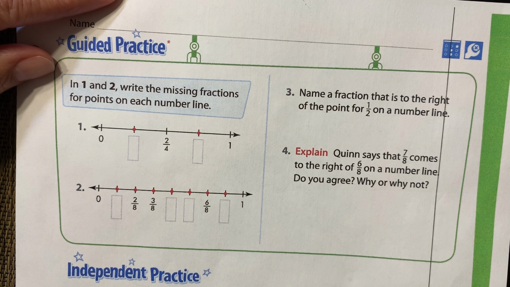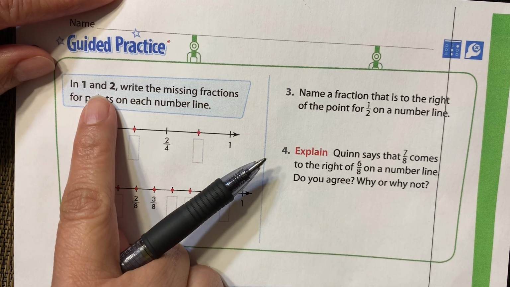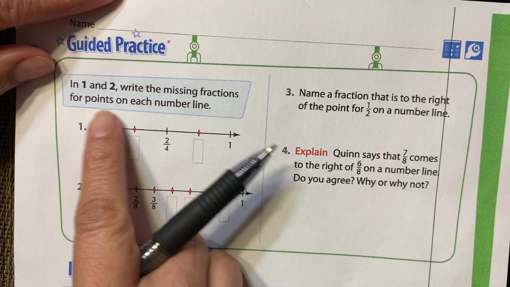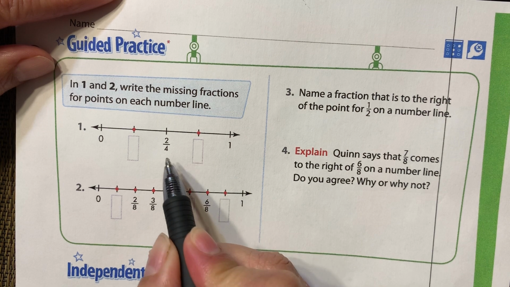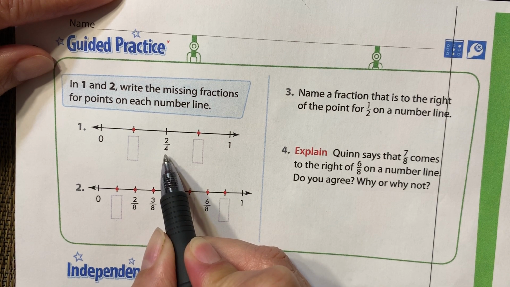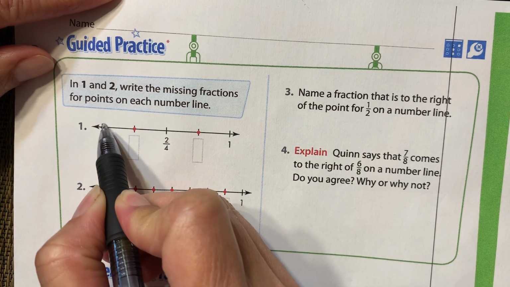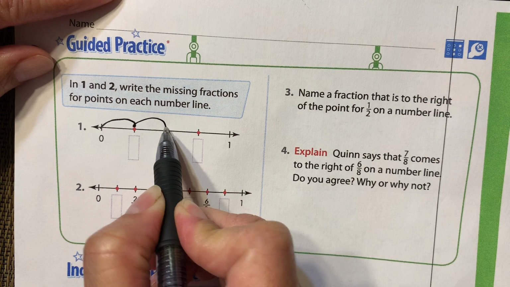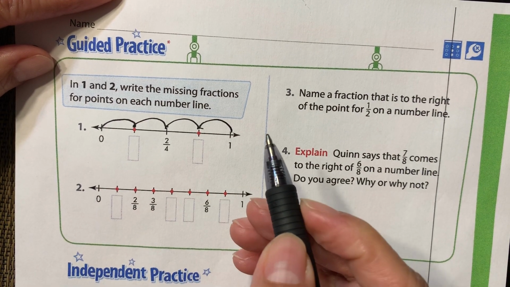And on this one, they've already cut the number line for you, so it's a little bit easier. What you have to remember is that you need to write in the number line in the boxes. And the directions read, in number 1 and number 2, write the missing fractions for the points on each number line. So that's what we're going to do. Now we got lucky in a way because this one already says that this number line is broken apart into 4. But if you want to verify that, you leap 1, 2, 3, and 4. So it was broken apart into 4 pieces.